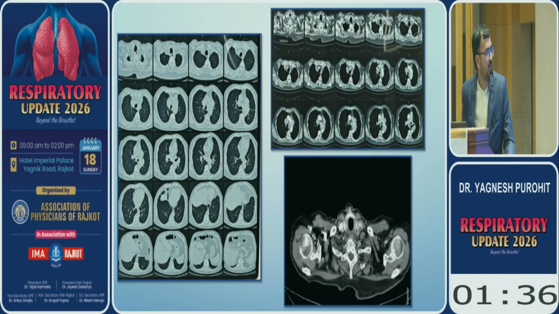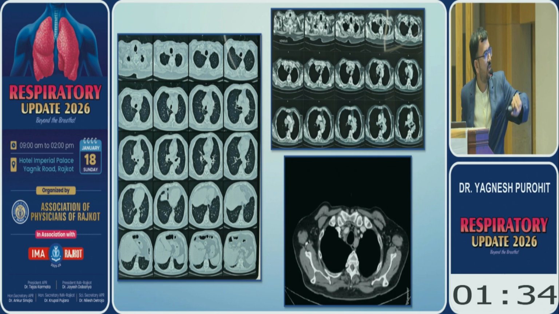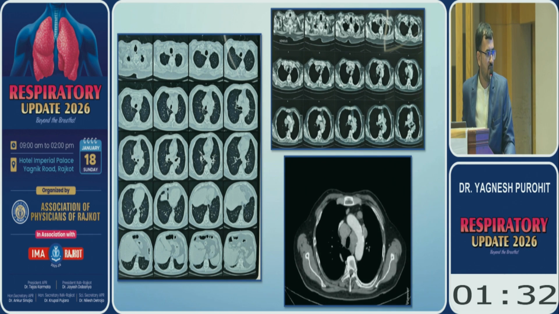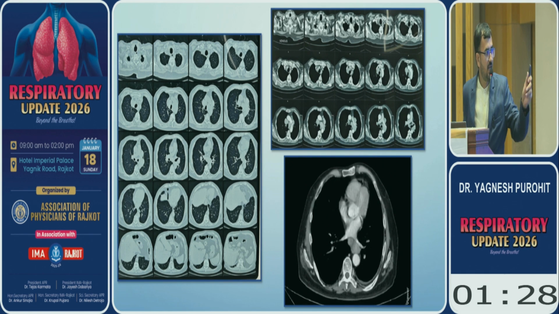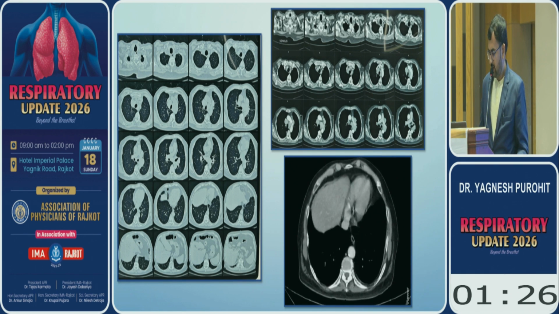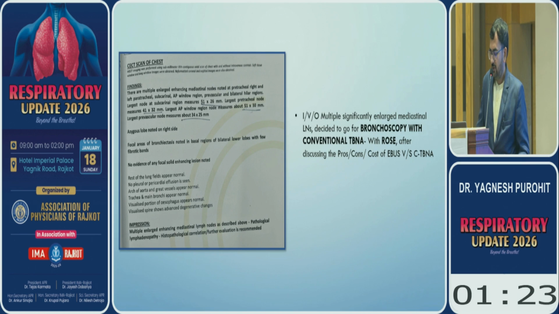This was his CECT, and if you can appreciate, there were enlarged mediastinal lymph nodes, particularly the right paratracheal, subcarinal and hilar lymph nodes, and they were enhancing on contrast. So there were multiple enlarged enhancing mediastinal lymph nodes, and so I advised bronchoscopy with TBNA, conventional TBNA, which we do, and with ROSE.